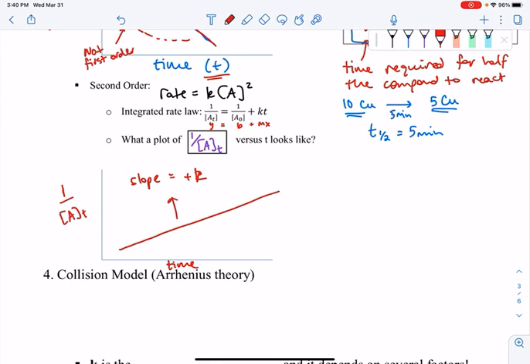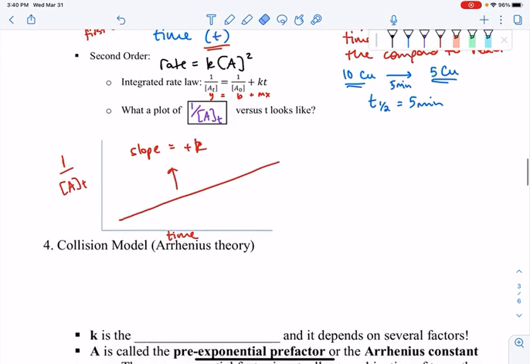You have to check. It might not be second order. You might do that, and it might not be a straight line. Then you know it's not second order. But if you divide 1 by all the concentrations, and then plot it by time, and you happen to get a straight line, that means it is second order.